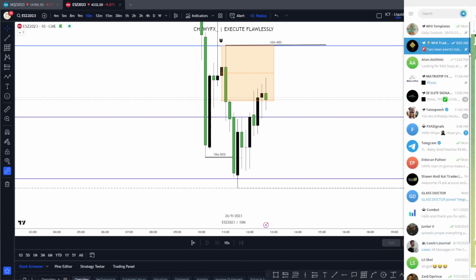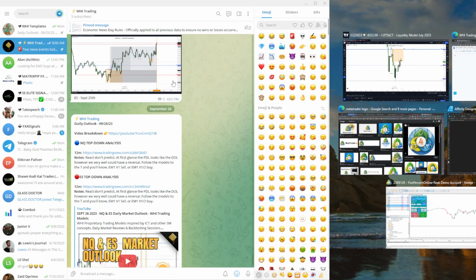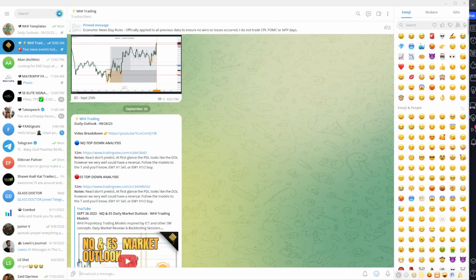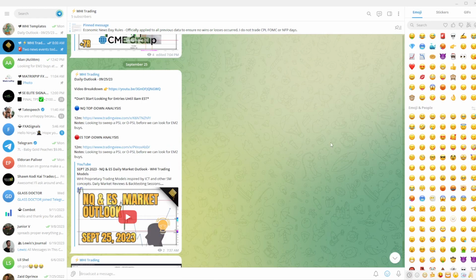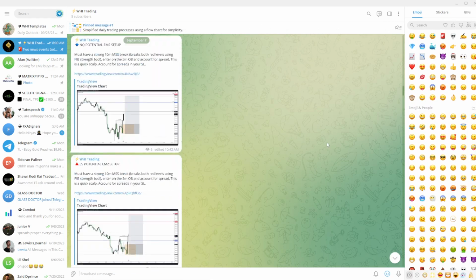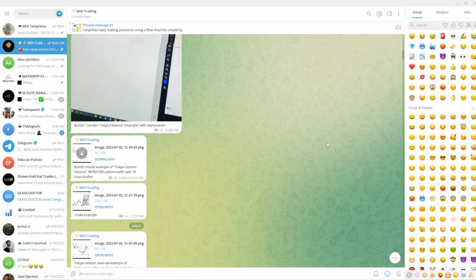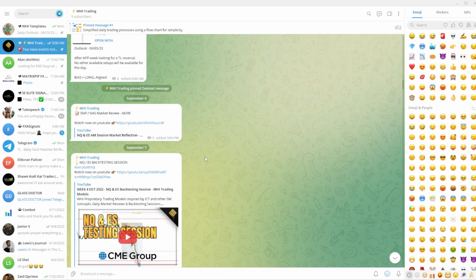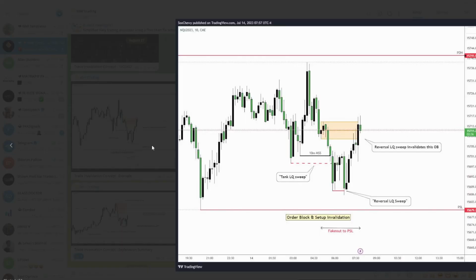So definitely something to keep in mind. I'll even show a quick example here from the Telegram group, just because I feel like it's so important that you really have to take a look at how this works. So I think I have it somewhere around here. Okay, perfect. So we can kind of see here that we had a 10-minute market structure shift.